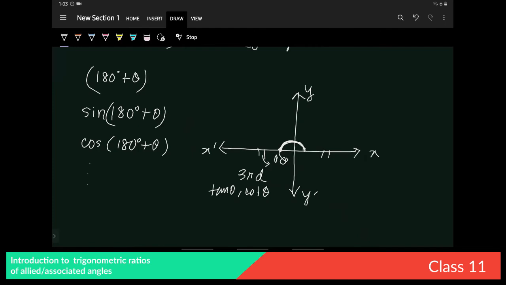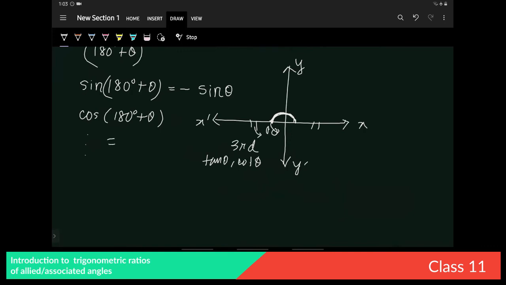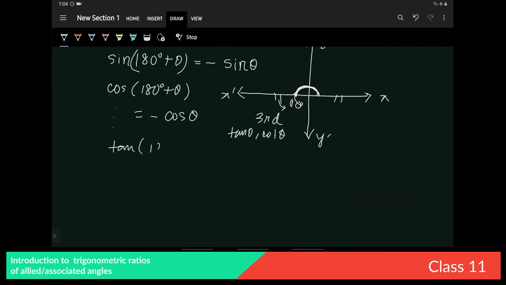So what will be sine of 180 degree plus theta? Now see carefully, in the third quadrant sine is negative, so we put a minus sign here, and 180 degree plus theta means it is associated with the horizontal line, so the ratio will not change. So it will remain sine theta. Now what will be cos of 180 degree plus theta? That means cos is negative in the third quadrant and it is associated with the horizontal, so cos will remain cos. Okay, now we are coming to tan theta.